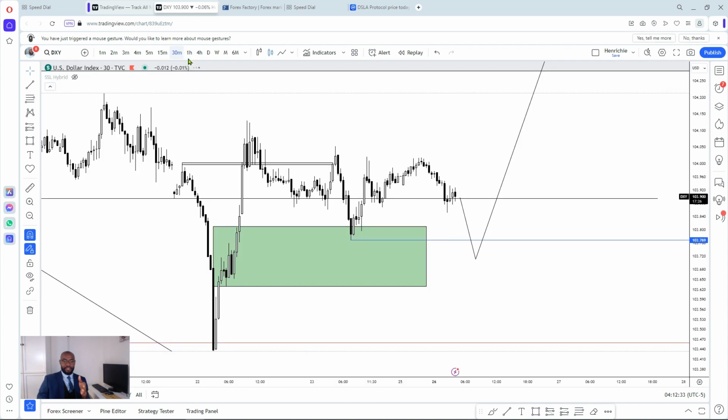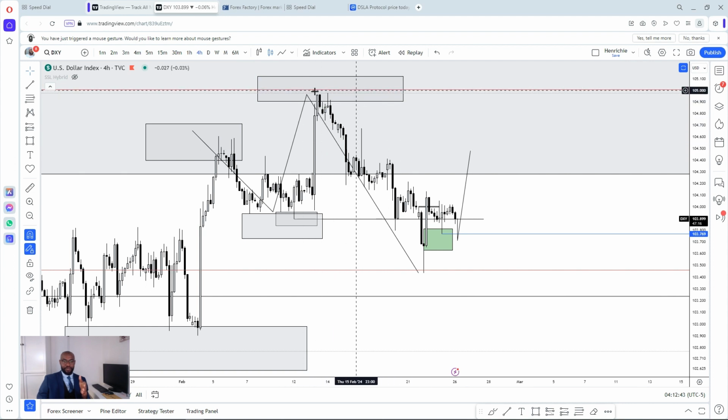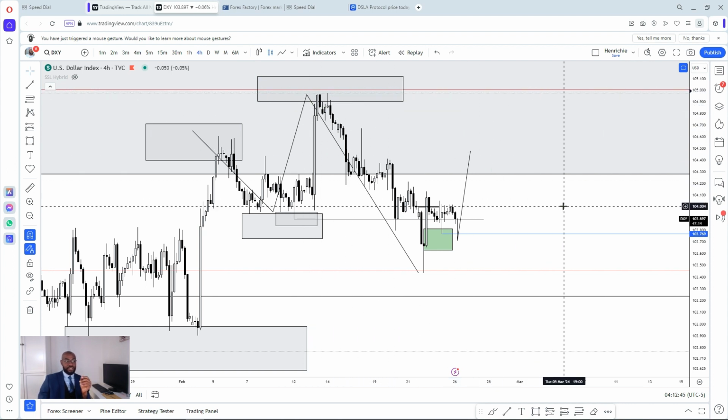For dollar, I've explained that. So if we want to see price go up, we'd like to see a run on sell side right here before a run on buy side, which is right here. Does that make sense? If you have any questions based on what I just said, you can drop it in the chat.